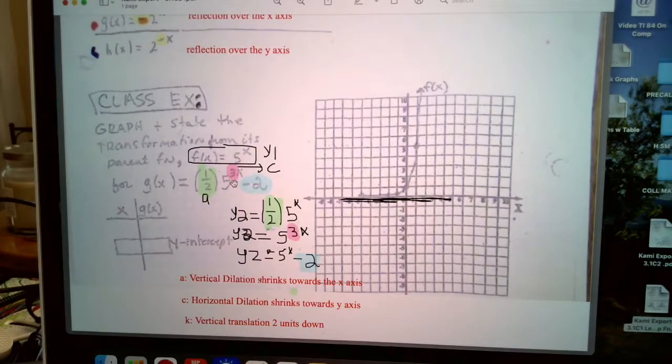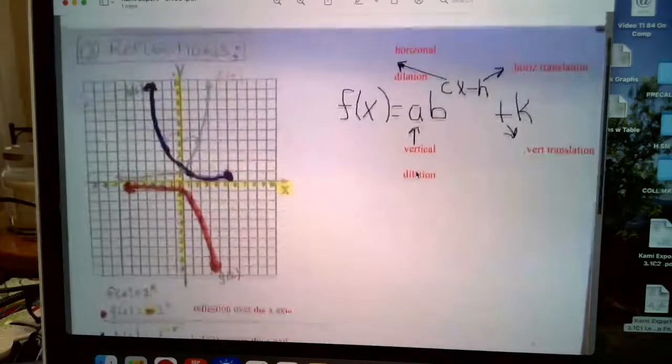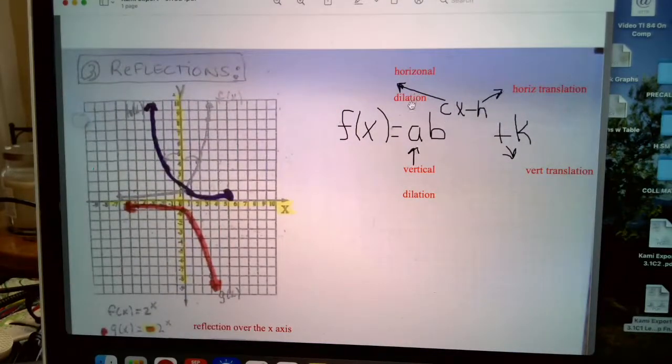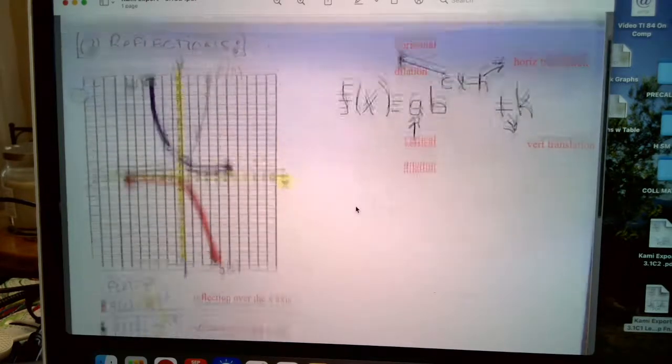The next one is you want to see c. What is c doing? The 3. So you only want to look at that part of the function, 5 to the 3x, in your y2 now. So go ahead and type that in, erase the old, type the new. We know c, again, we reference our basic function, is a horizontal dilation. And what do they do? They move in and they move out horizontally, and that means they move with the y-axis. They're going to move in towards the y, out towards the y.